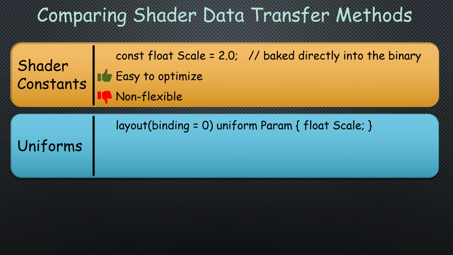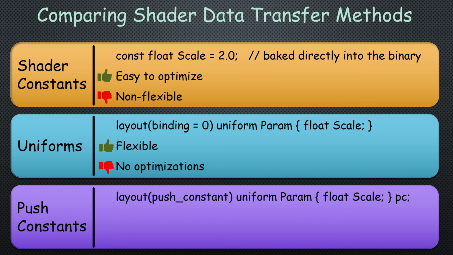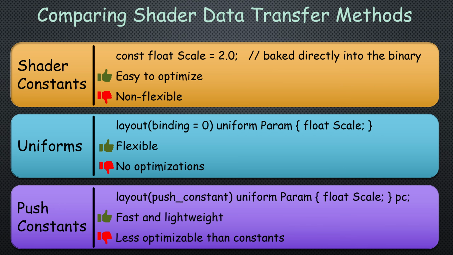Next we have uniforms. These guys are runtime data, same as the specialization constants. They live in buffers, they provide flexibility, but they don't enable compile time optimizations. And finally, we have push constants. Since we're actually going to learn about them in the next tutorial, I'll just say that push constants are fast and lightweight, but they're still runtime values. The shader can't optimize around them the way it can with compile time constants.